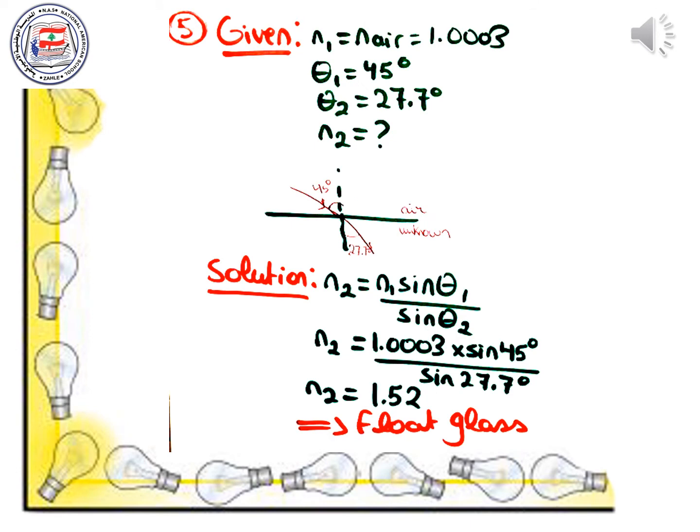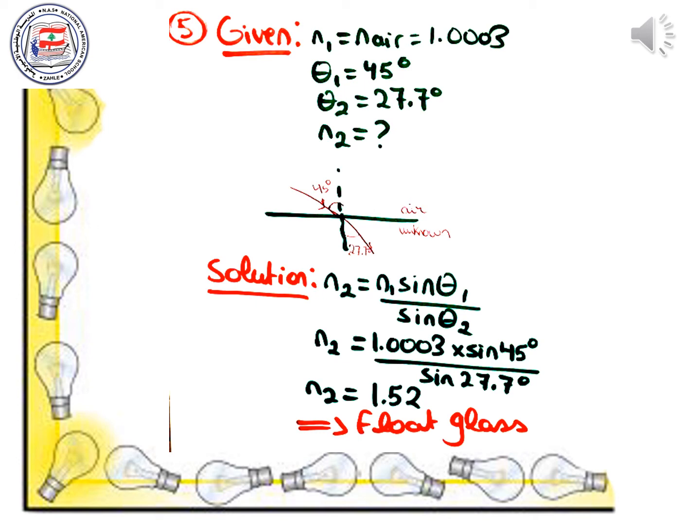Finally, in number 5, they asked us, light travels from air into another medium. The angle of incidence is 45 degrees and the angle of refraction is 27.7 degrees. What is the other medium? So in the question, they didn't ask about the index of refraction of the other medium directly, but they asked what is the other medium. In order to know what is this other medium, we need to find N2. So we do as we did in number 4, and we use the equation N2 is equal to N1 sine angle 1 over sine angle 2.